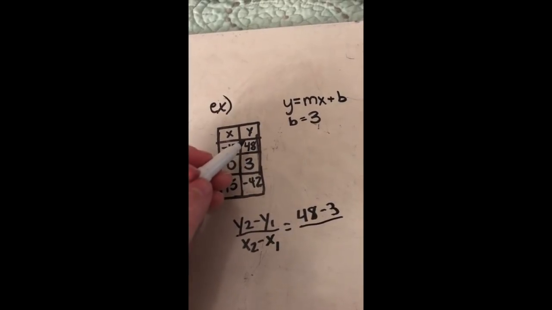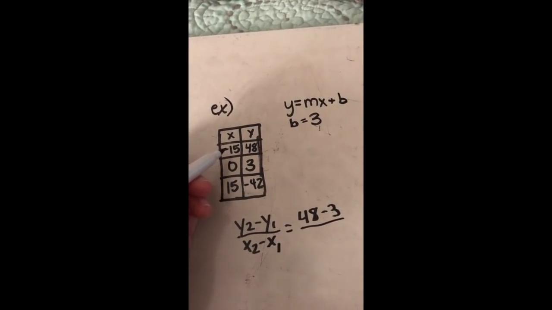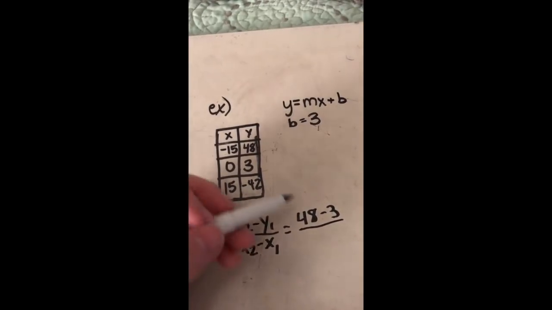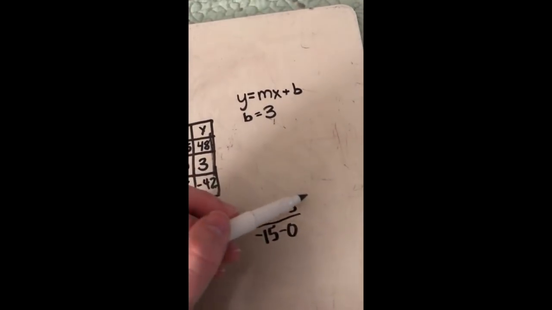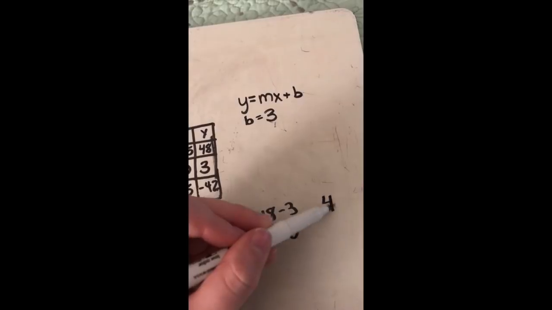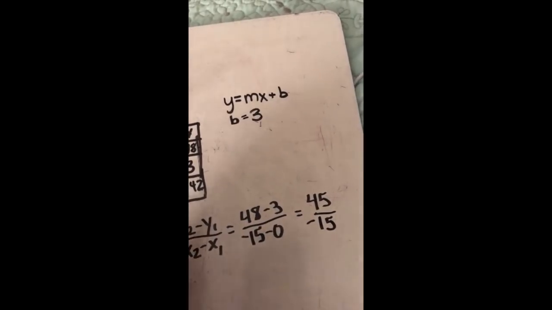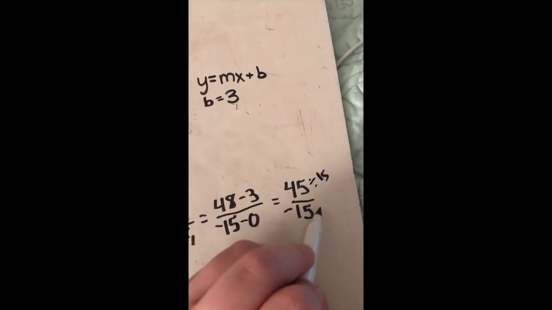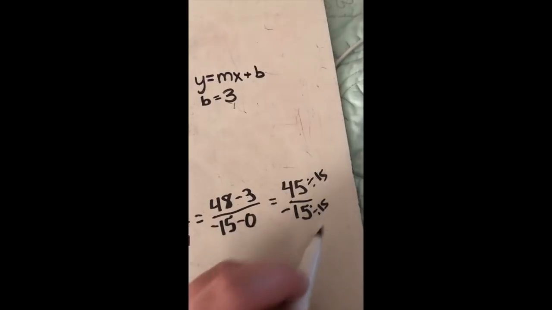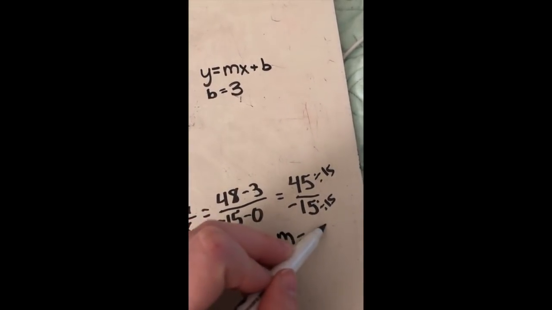That's saying 48 is our y2, 3 is our y1, negative 15 is our x2, and 0 is our x1. So negative 15 minus 0. That would give us a slope of 45 over negative 15, which you divide top and bottom by 15. We get m equals negative 3.